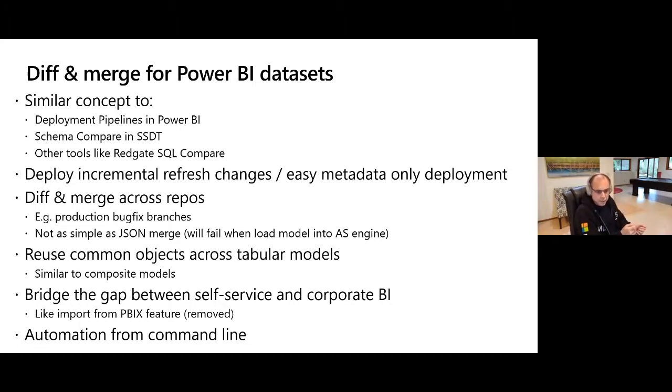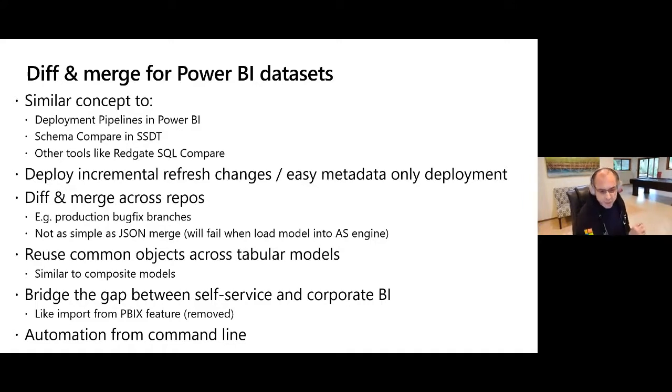And so the key here is, if you're going to, for example, do a diff and merge across repos, and let's say you've got the BIM file from Analysis Services, it's not as simple as just doing a JSON merge in Visual Studio Code, right? There are a ton of interdependencies between the tabular model objects. A very simple one, again, is just a relationship that relates to a column that doesn't exist. That's the tip of the iceberg.